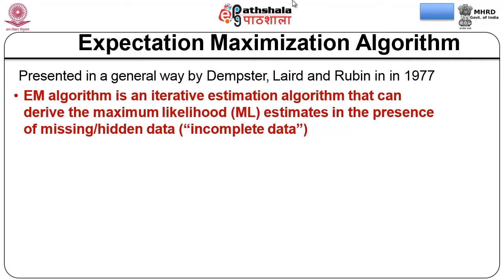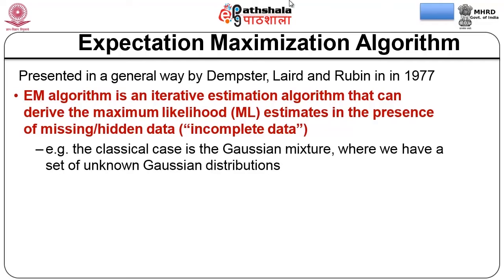We have seen probabilistic learning before, where we used complete supervised learning, we used independencies and so on. This expectation maximization algorithm is used to calculate the maximum likelihood in the presence of missing or hidden data. The classical case in such a scenario is the Gaussian mixture, where we have a set of unknown Gaussian distributions. We do not know the parameters of the Gaussian distribution, that is, what the mu is and what the standard deviation is. So we just assume it is a Gaussian distribution and then we have to estimate the parameters.